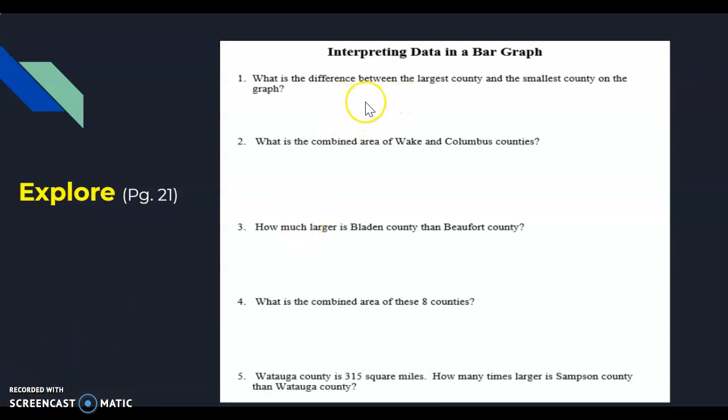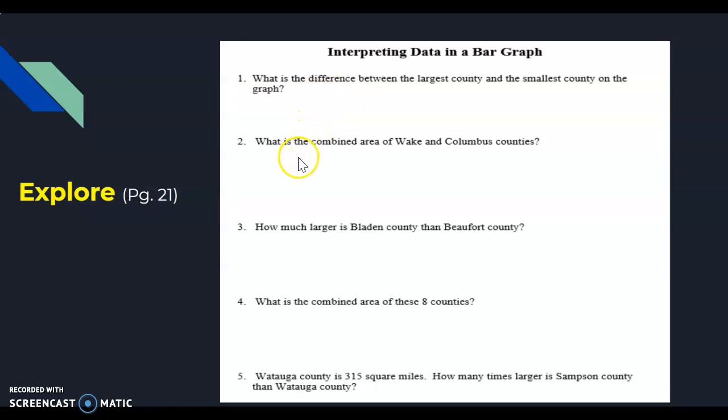For these, using a calculator would make it easier, and it's okay for this assignment to use a calculator. There will be times where I ask you not to use a calculator, but this time it's fine. I'm going to quickly go over the answers. The first one: what is the difference between the largest county and the smallest county on the graph? Your answer should be 120 square miles. You are doing a subtraction of 950 minus 830.